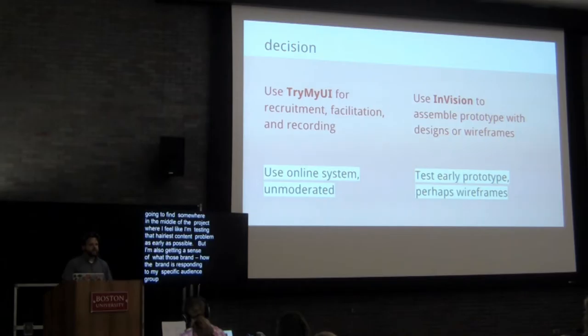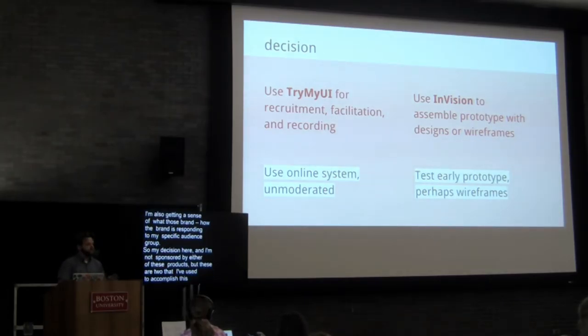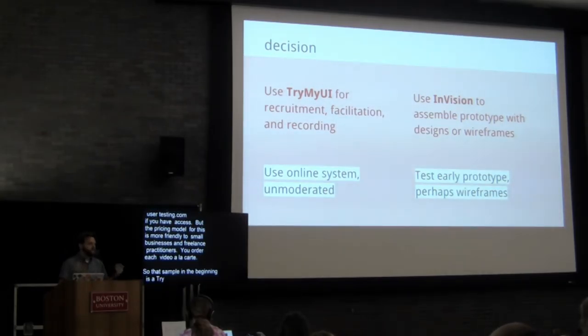So my decision here, and I'm not sponsored by either of these products, but these are two that I've used to accomplish this task. Try My UI is an online system. It's similar to usertesting.com if you have access to that. But the pricing model for Try My UI is much more friendly to small businesses and freelance practitioners, because you actually order each video a la carte. So that sample that I showed you in the beginning is a Try My UI video. I think it's $35 per participant. So if you had 10 of those, it would be $350 to order those.